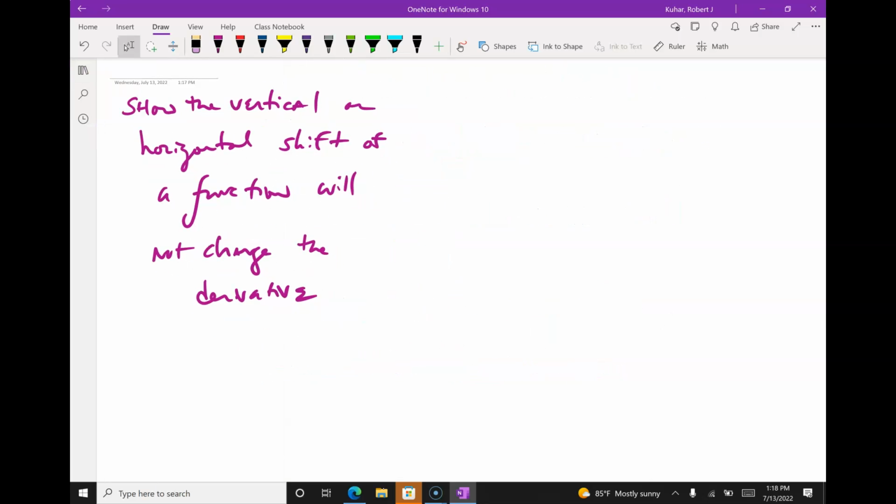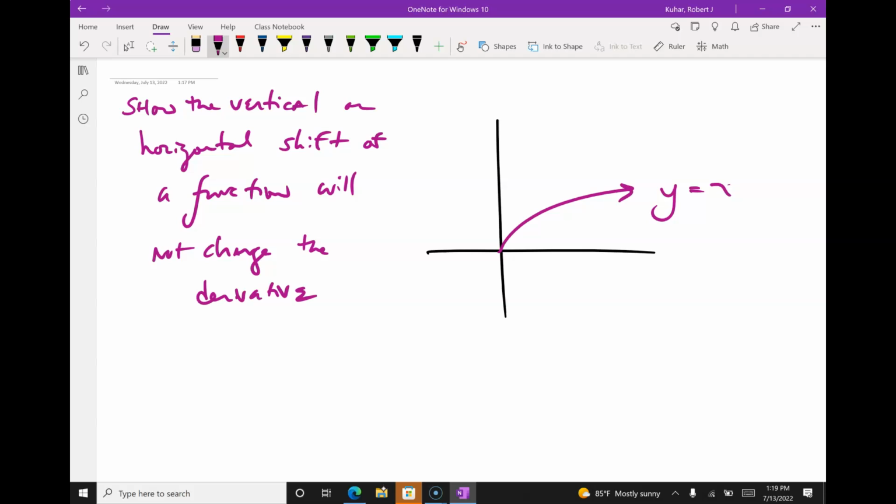So what I'm saying is, for example, let me use the square root of x as my mother function. I like to say mother function because it sounds like I'm cursing, but the book will call it a family of functions, and the one that's at the origin is the parent function. I say mother function though.